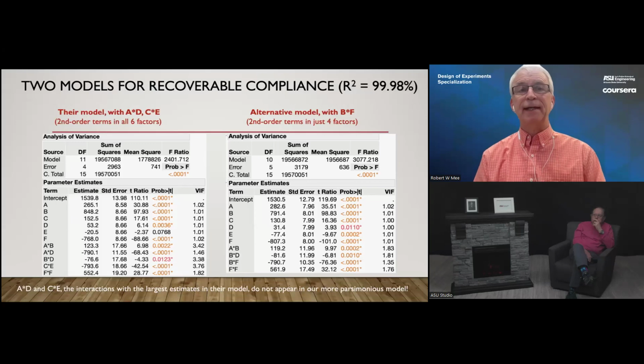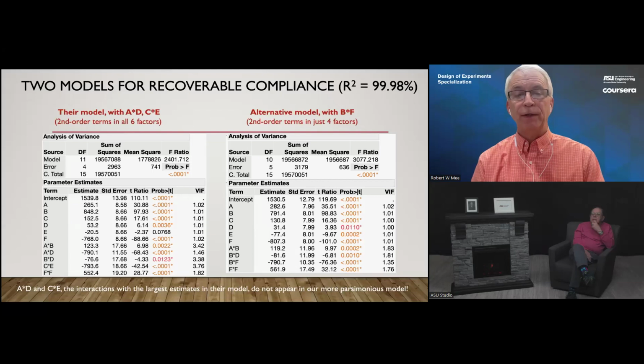Well, I'm going to take that second response, recoverable compliance. On the left is the model that the authors fit. And you can see in the standard error for A that it's slightly lower than the standard errors for the other main effects, and that is due to the off-centered nature of the center point. So these are the factors in encoded units. You'll see there 4 two-factor interactions and the squared term for F.